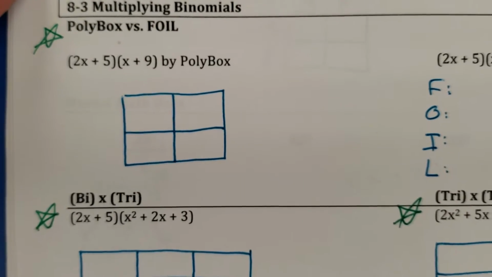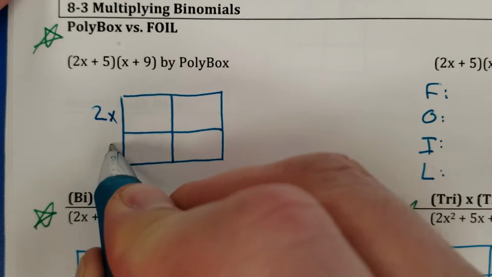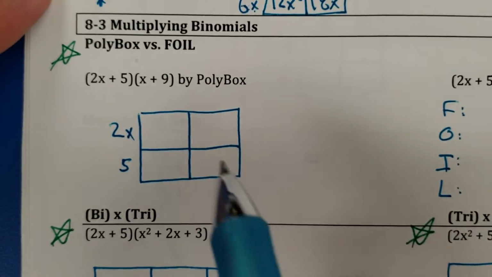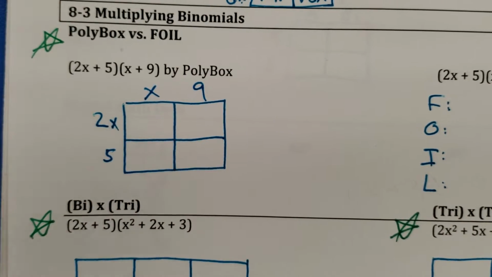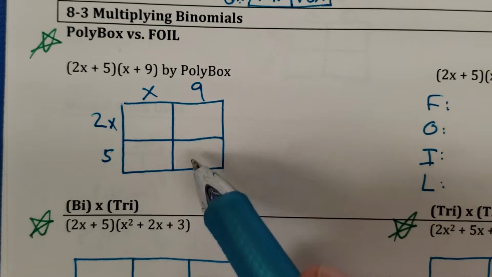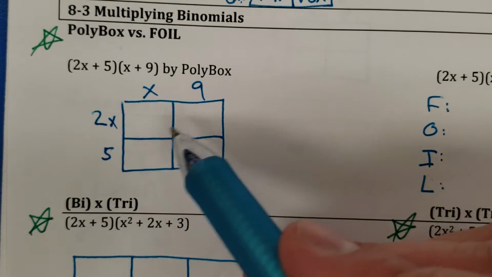All I do here is line up the pieces. This is a 2x and a plus 5, so 2x and 5 goes here. This is an x plus 9, so I'm going to go x and 9 right here. There we go, lined up. So all of my multiplications are now lined up. All I have to do is nice and smooth, go through one multiplication at a time. You're basically just trying to find the area of each of these squares, obviously not to scale.